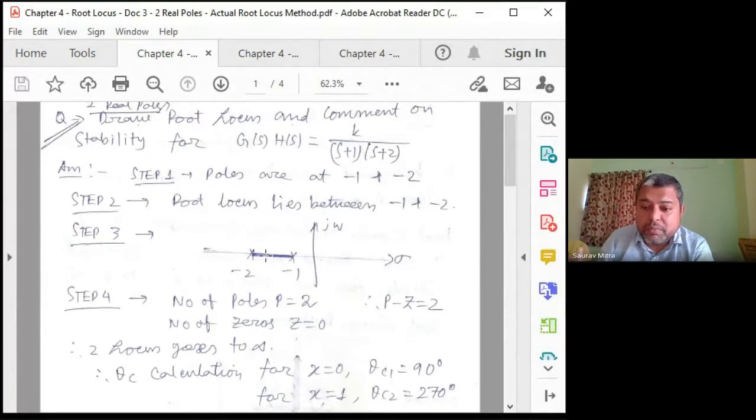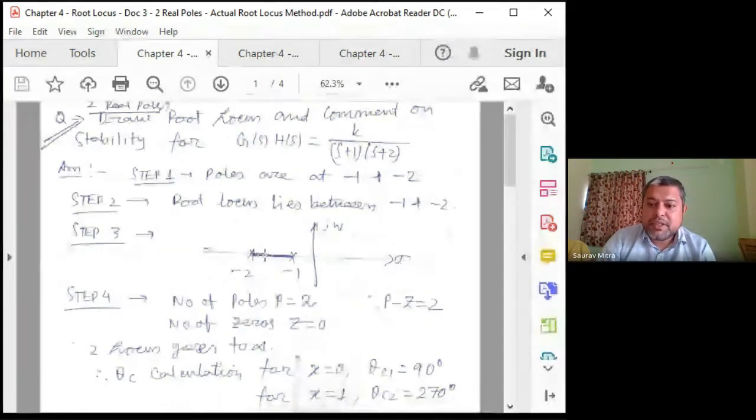What is the total number of poles and zeros to the right side of -1.5? It is 1 plus 0, equal to 1. 1 is an odd number. So whichever point you are doubtful about, whether it is a part of the root locus or not, if the total number of poles and zeros on its right side is odd, then this point is a part of the root locus.